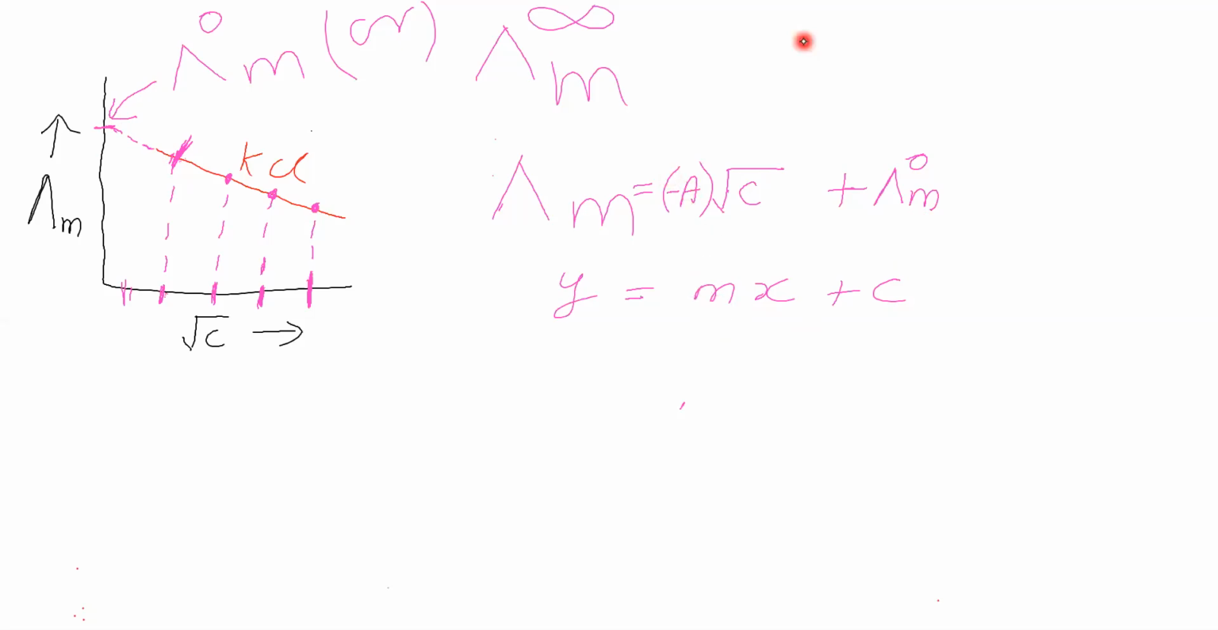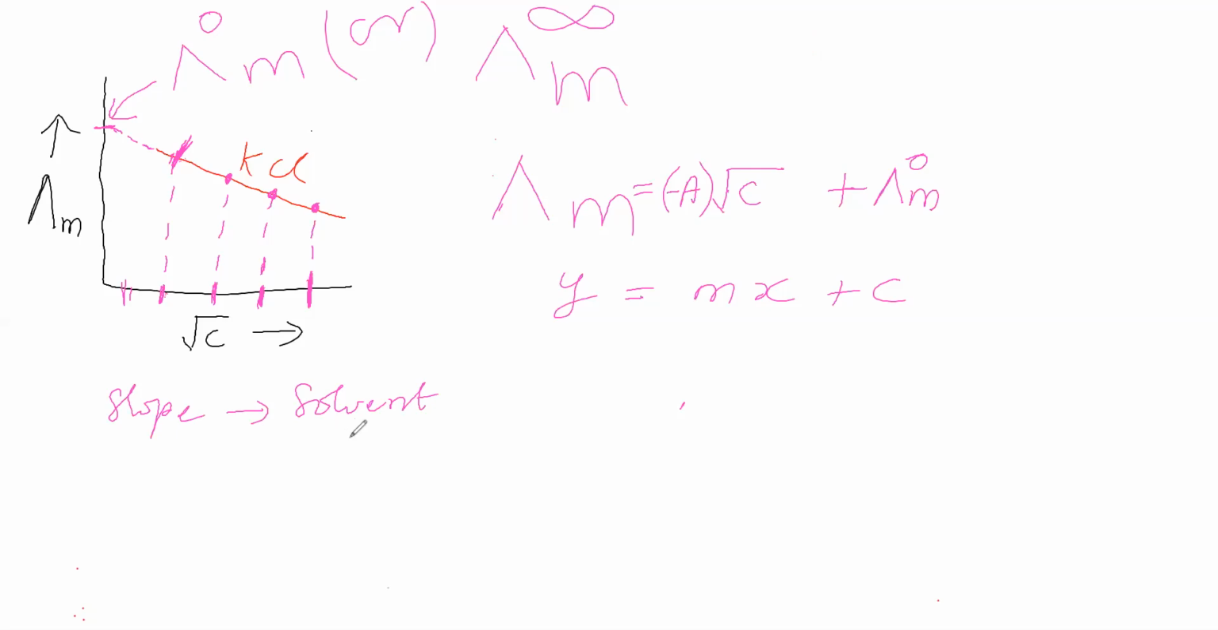Now, lambda m is obtained experimentally. The concentration is what we prepare in the solution. Lambda m naught we get graphically. Now this minus a, minus means negative, and a is called the slope. What does this slope depend on? Its magnitude depends on the solvent. The electrolytic solution we take requires a solvent, so this slope depends on the solvent.